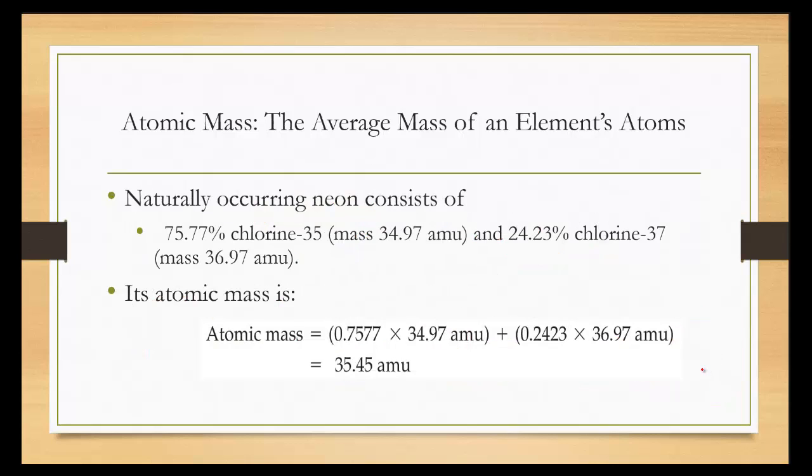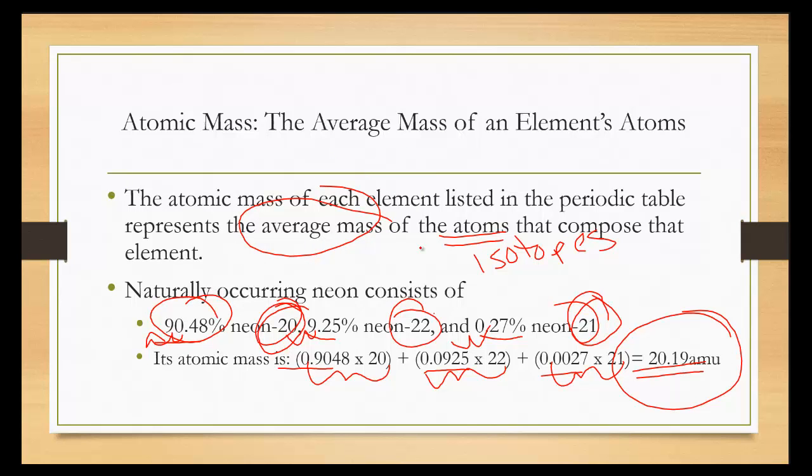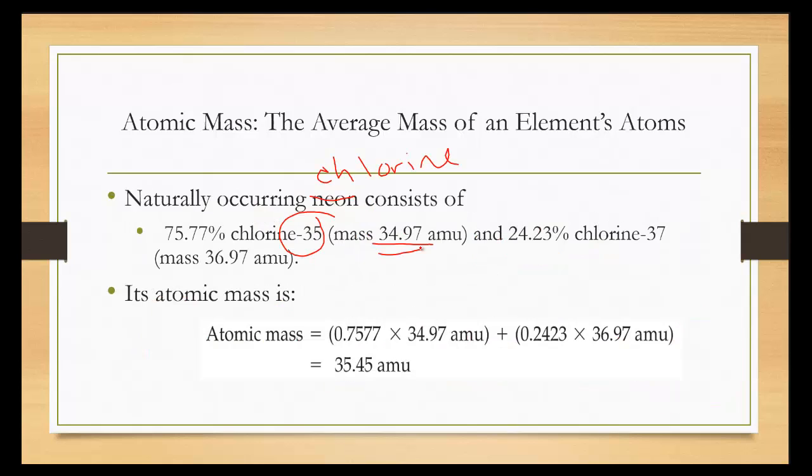Here's another example. This should say chlorine. So, if 75.77% of chlorine is chlorine 35, notice that they give you a more exact mass. I was using the mass number here. This actually has the more exact mass of that isotope. If that number is given to you, use that number instead of the mass number. So 34.97 times 0.7577.